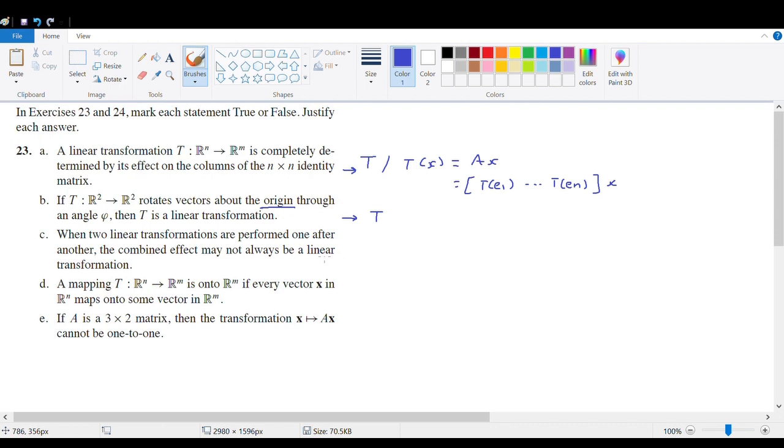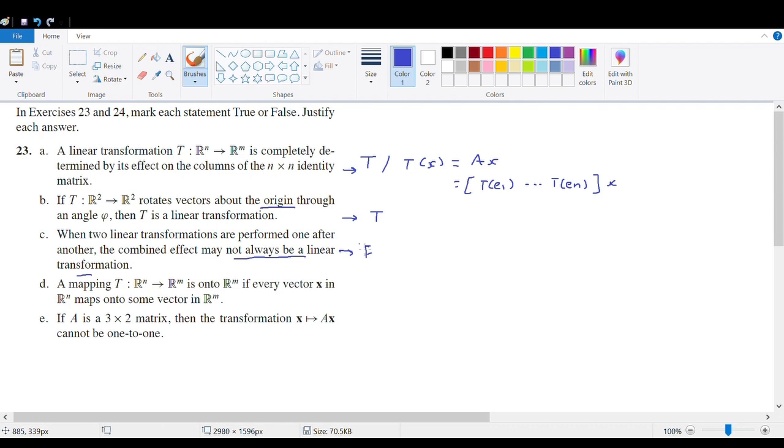So C: when two linear transformations are performed one after another, the combined effect may not always be a linear transformation. If we do a linear transformation, then we do another linear transformation, the final result will not always be a linear transformation, it says here. This one is false. If we perform a linear transformation and then another linear transformation, the combined effect will also be a linear transformation.